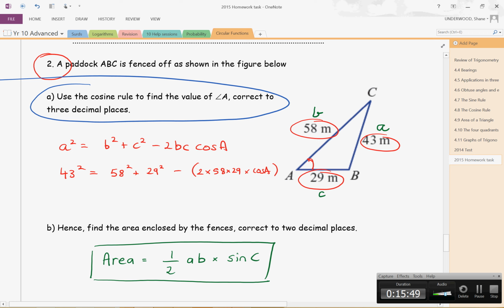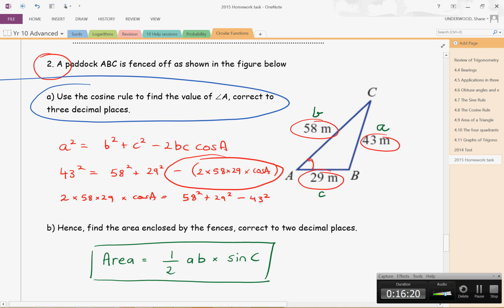Now, if you had a CAS calculator, you could do your solve, or we could just evaluate what it is. Let's get this stuff to the other side. Let's just say that I've got 2 times 58 times 29 times cos of A is equal to 58 squared plus 29 squared minus 43 squared.